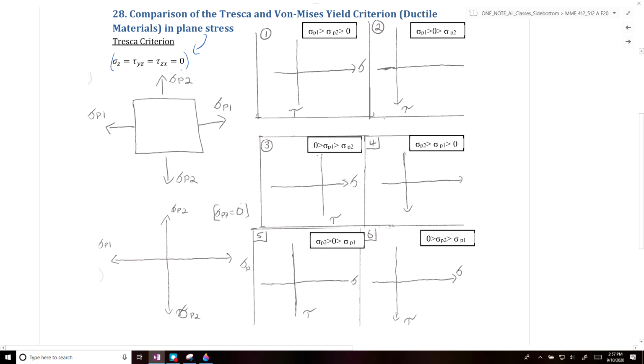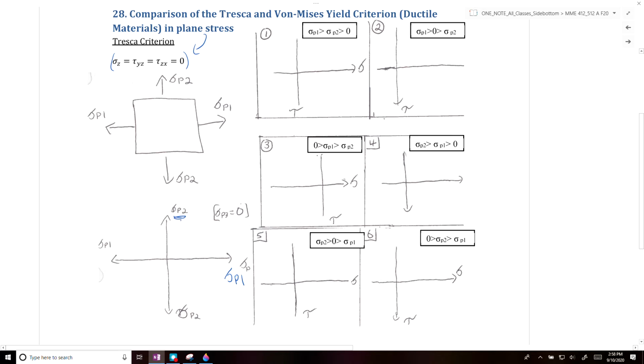So our shear stresses and our normal stresses along the z-axis will be zero, and we're just going to be looking at cases of biaxial stress. We're going to visually define the Tresca yield criteria and the von Mises yield criteria graphically by plotting the first principal stress on the x-axis and then the second principal stress along the y-axis.